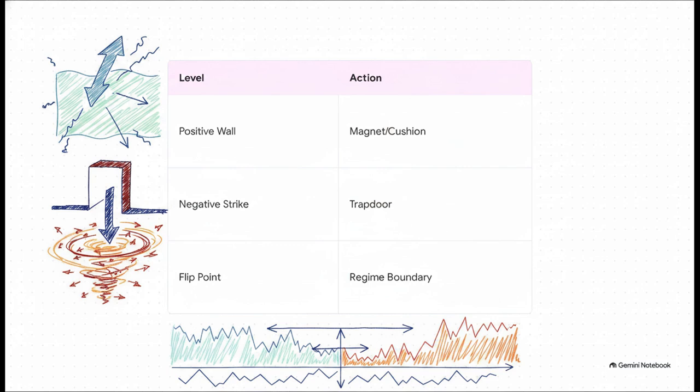So let's summarize how all of this builds into an incredibly actionable framework. You're going to want to memorize this cheat sheet. If you're approaching a positive wall, the mechanical action is a cushion or a magnet. You can expect counterflow that dampens the price and caps the move. If you're approaching a negative strike, the mechanical action is a trapdoor and an accelerant. Expect with-trend dealer selling that will violently amplify momentum. And if you're approaching the flip point, you are approaching a total regime boundary. Crossing it changes the market from dampened to amplified or vice versa. Instantly knowing these three levels lets you anticipate exactly how the machine is going to react the second price arrives.